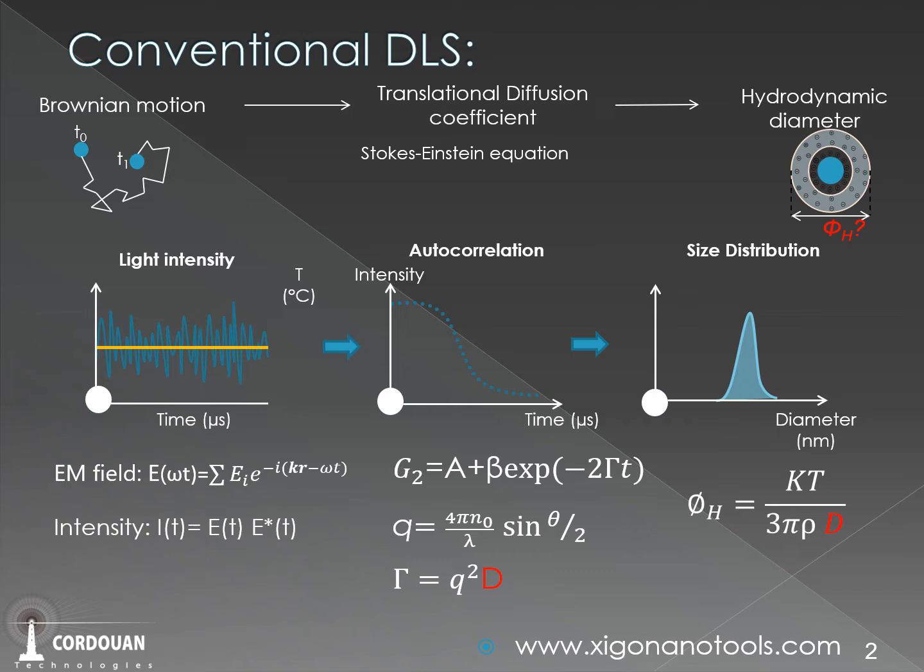Small particles move continuously in a random fashion. That's called Brownian motion. The intensity of laser light scattered by small particles is measured as a function of time. Those data are converted to an autocorrelation function, which determines the translational diffusion coefficient d. The Stokes-Einstein equation converts that diffusion coefficient to an equivalent spherical diameter.